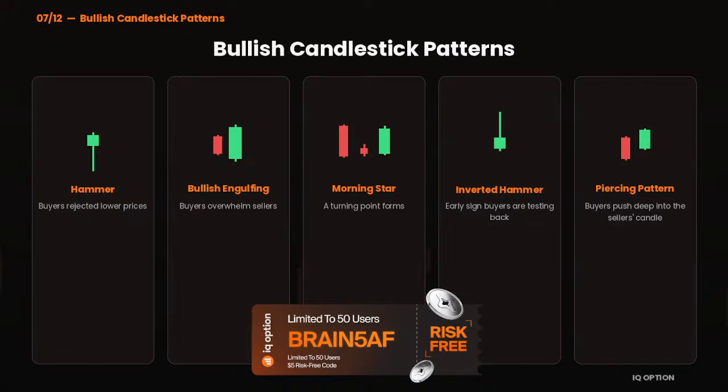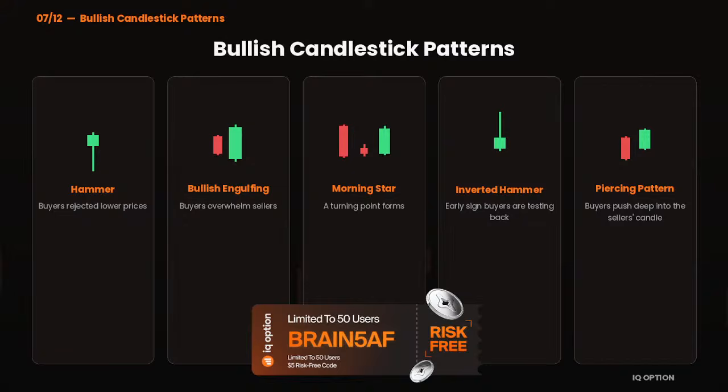Especially if it forms around a support level, maybe around a higher high or a higher low. Depending on the level, you can see the levels, and so you can execute your trade. But you have to be patient in waiting for those patterns to completely form before you open any trade. And so that is the morning star.